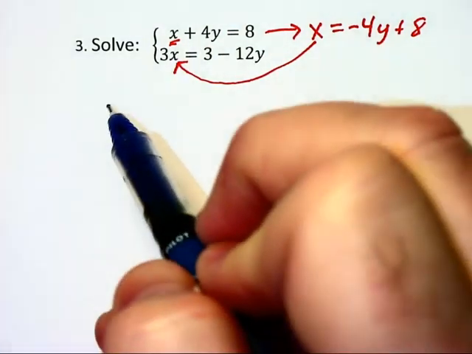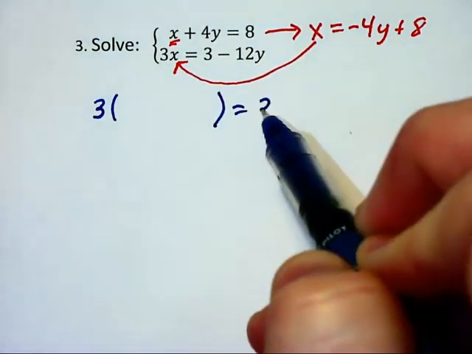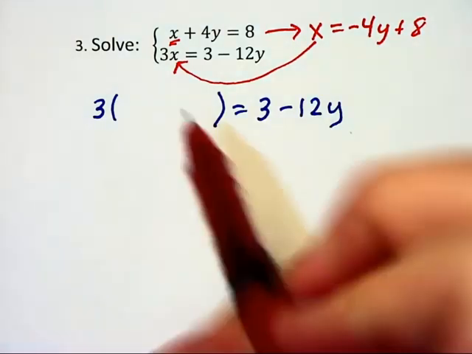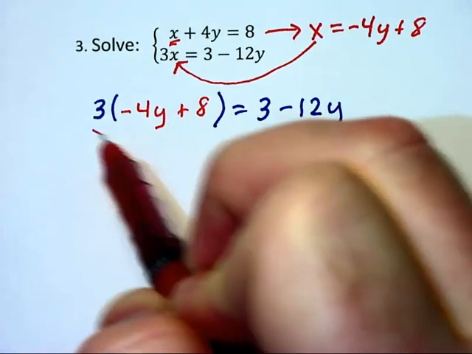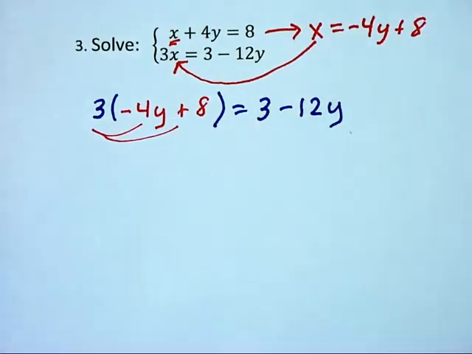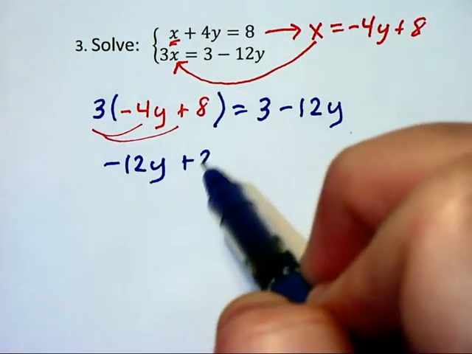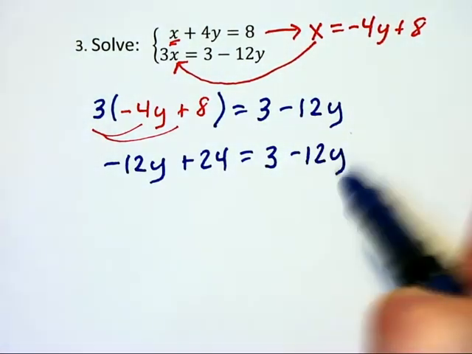So that will give us 3 times the input equals 3 minus 12y, and that input is our substitution, the negative 4y plus 8, which we're going to do some distribution here. We will have negative 12y plus 24 equals 3 minus 12y.